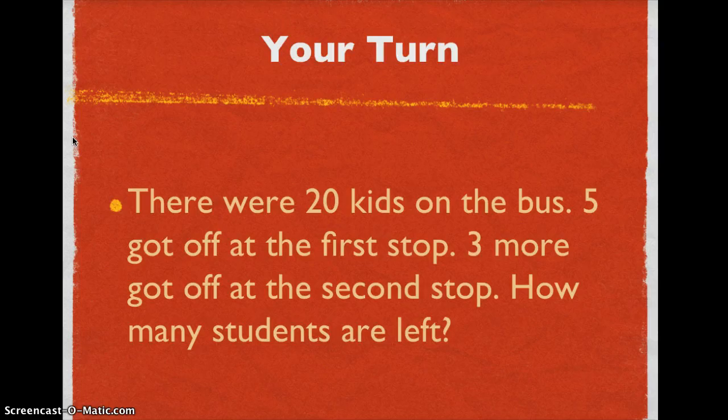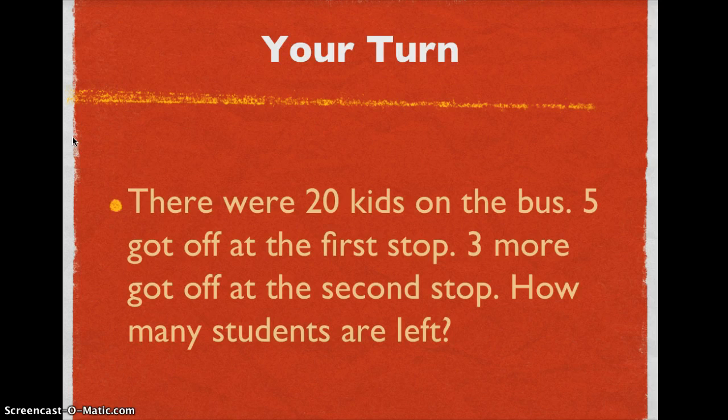Okay, now let's go over this as a class. How many facts are we going to underline? Yes, we can underline that there were 20 kids on the bus, that 5 got off at the first stop, and that 3 more get off at the second stop. Now what are we trying to figure out? Great, we're trying to figure out how many students are left on the bus after the second stop. Now let's set up our equation.